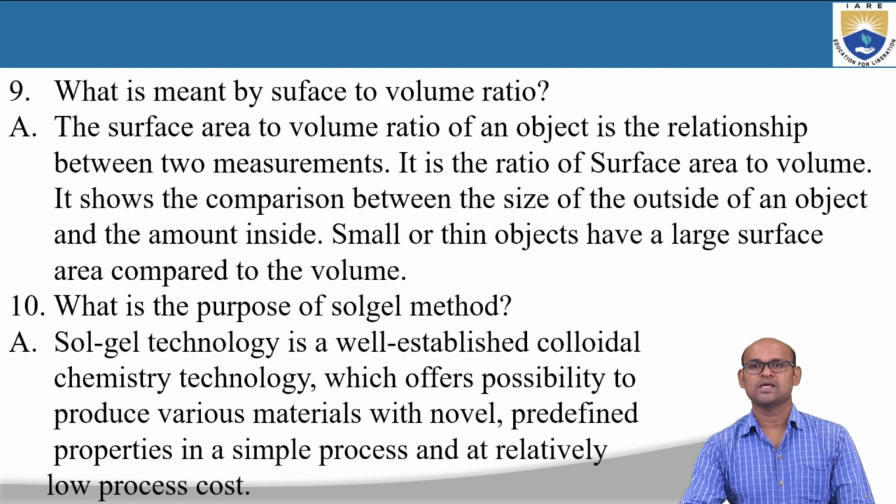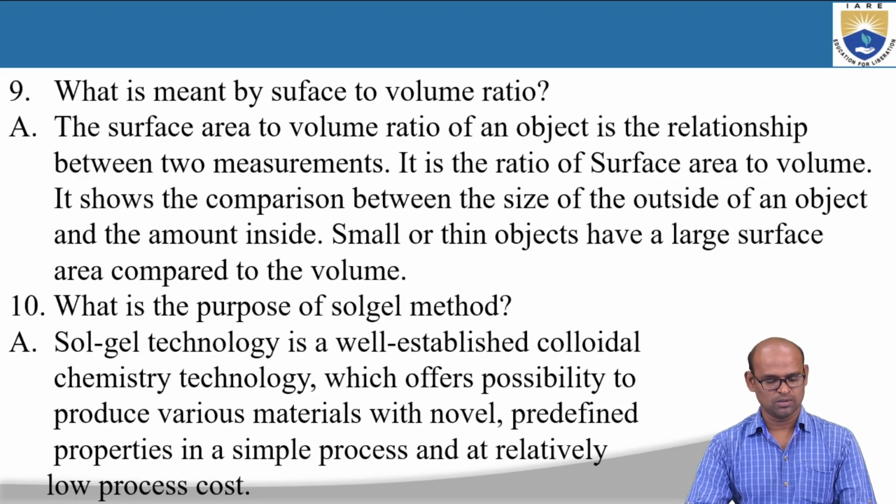What is meant by surface to volume ratio? The surface area to volume ratio of an object is a relationship between 2 measurements. It is a ratio of surface area to volume. It shows the comparison between the size of the outside of an object and the amount of inside. Small or thin objects have a large surface area to volume ratio.